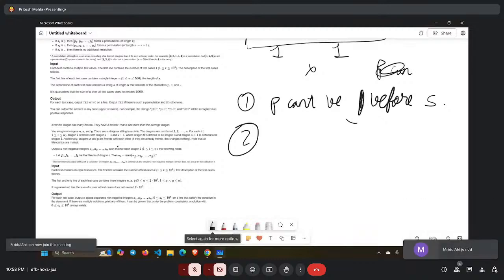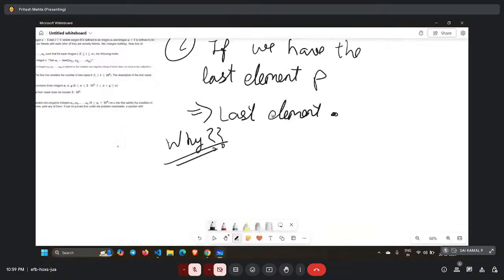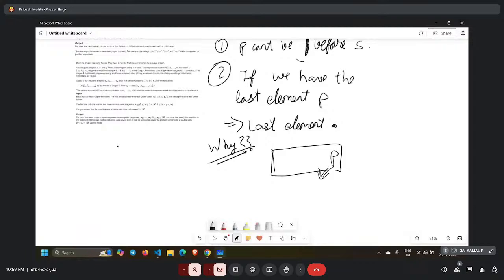Why? Because the last element P says the condition that the whole array is a permutation, but we already know that. So this doesn't give any extra information. So we can convert the last element to a dot. Similarly, if the first element is S, then we can convert the first element also to a dot.